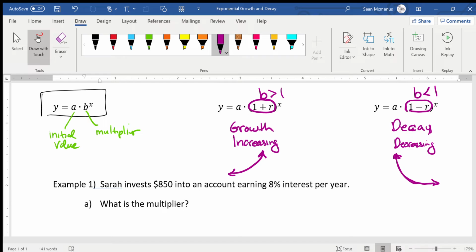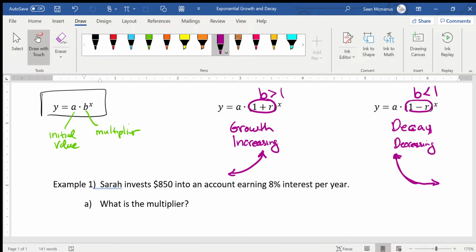If I put in $100 this year, then at the end of that year, I would have $108. And then the next year, I would have 8% of that amount of money. So that's going to grow slowly at first and then quickly as the time goes on.